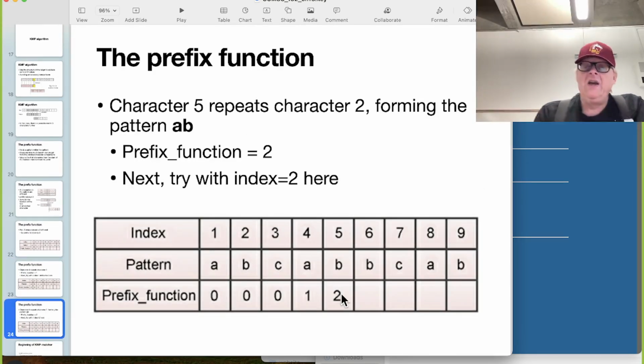And that tells you how many characters. That tells you you can skip comparing the first 1 character if you move it to here. You already know it's going to match. You can skip comparing the first 2 characters if you shift to here, because you know it's going to match from the structure of this. So that's what this is. This helps you figure out where the next shift should be.